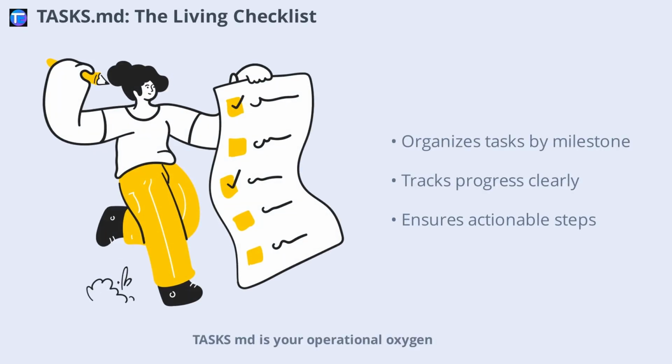TASKS.md is your operational oxygen. It organizes tasks under milestones that reflect value slices, such as setup, data layer, or deployment. Each task should be atomic, small enough to complete in a single Claude iteration. Avoid vague verbs. Be specific about what needs to be done. When a task is completed, mark it with a date and a brief note. This file is both your project's roadmap and its history, making progress visible and actionable.